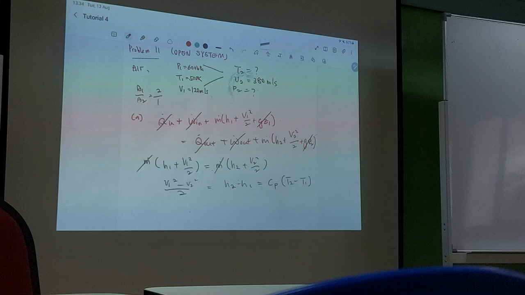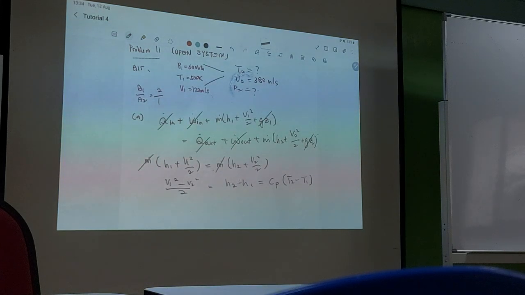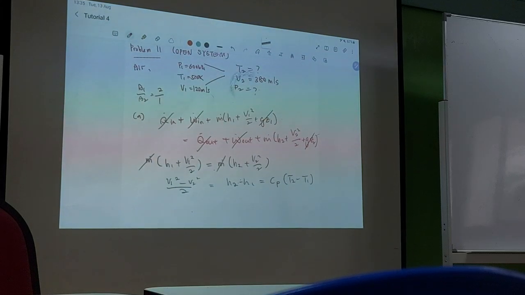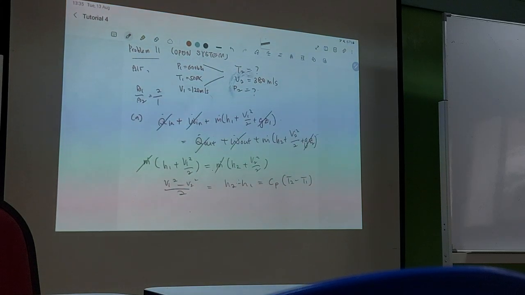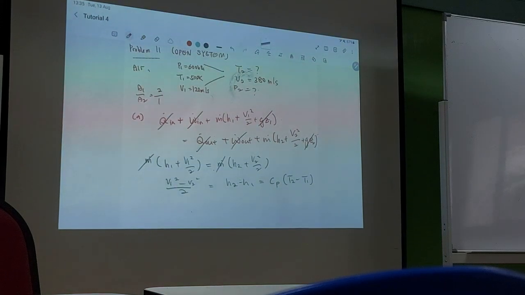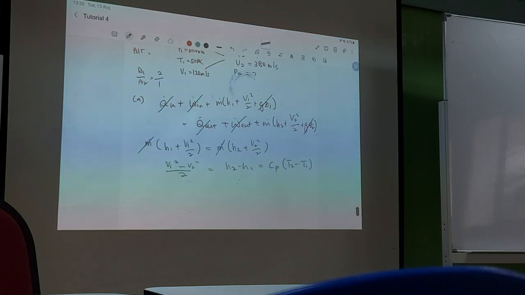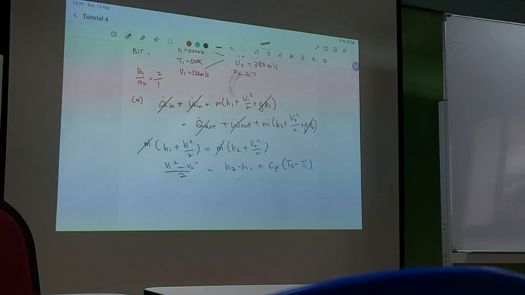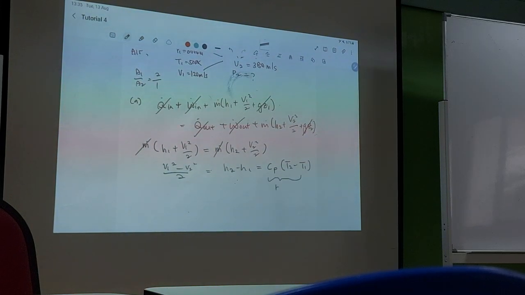So from here, you have everything. You have V1, you have V2. Cp you can get from the table. Usually, we just assume 300 Kelvin if the question doesn't really ask for too much. Then you have T1 as well, and you can find T2 in this case. The only thing that you need to pay attention to here is this: it will give you kilojoule per kg.